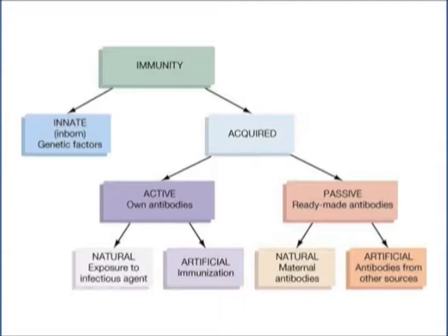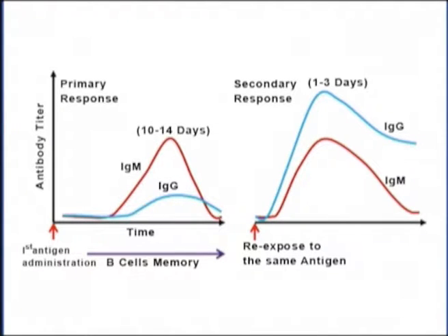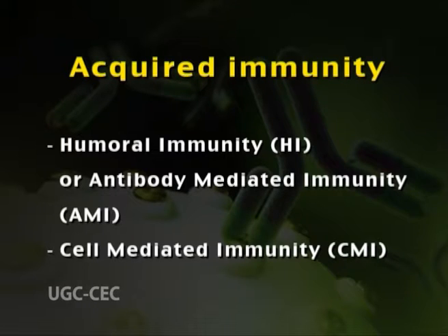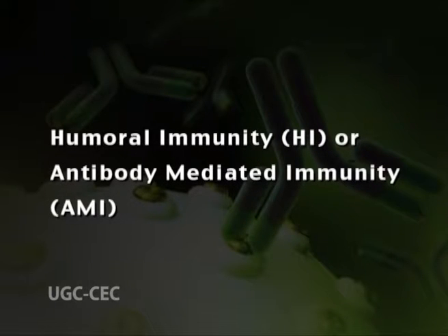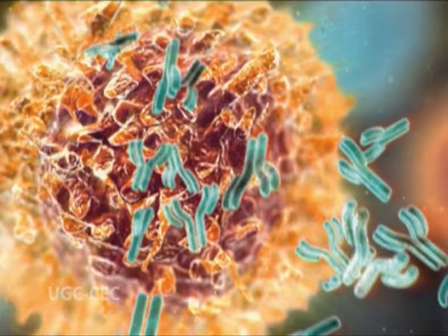Acquired immunity develops in the body after it encounters a foreign substance. Cells of immune system recognize the antigen and develop a specific killing mechanism for it. The initial response of the foreign antigen is slow but provides immunological memory. This memory enables enhanced and early response to subsequent exposure to the same antigen. Acquired immunity works through humoral immunity or antibody mediated immunity and cell mediated immunity. The humoral immunity or antibody mediated immunity is represented by the production of antibodies by B cells against antigens.